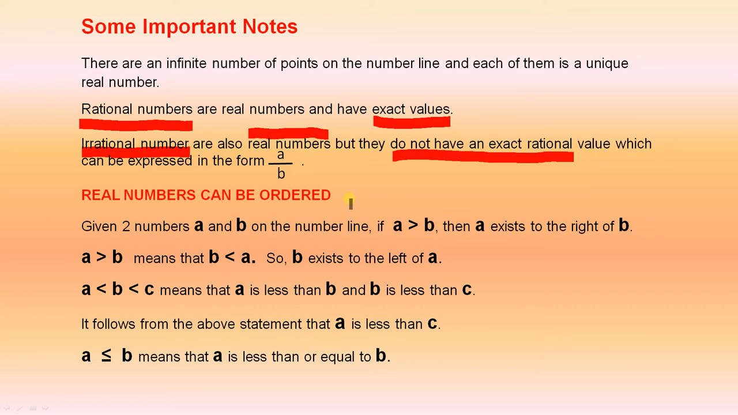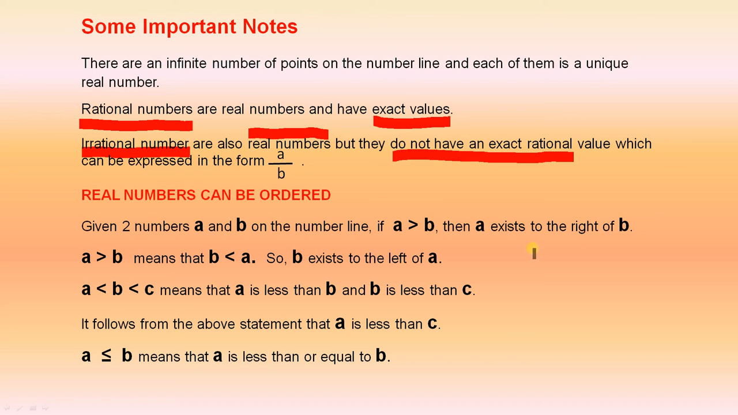Now, real numbers can be ordered. So let's have a look at this first sentence. Given two numbers a and b on the number line, a is greater than b. So if a is greater than b, then a exists to the right of b. So we'll say that again. If a is greater than b, for example, let's say 7 is greater than 3, then 7 exists to the right of 3. So if you have a look at the number line that I drew earlier, that's fairly obvious.